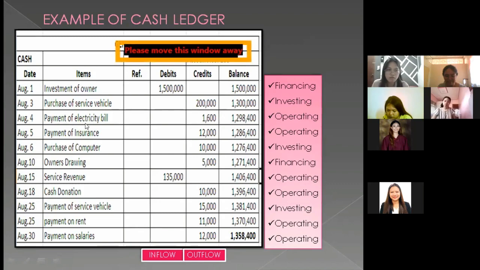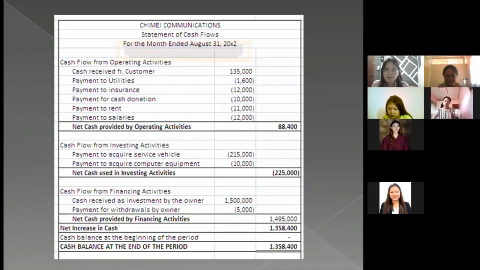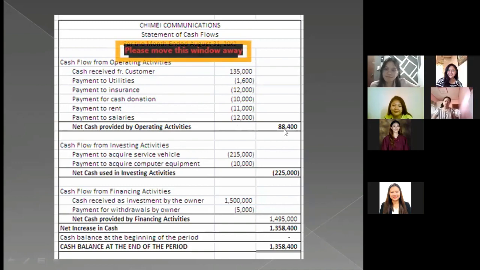Payment of electricity bill na 1,600. Payment of insurance, 12,000. Tapos, cash donation, operating. Payment on rent, tas payment on salaries. Andyan, lahat yan. Pag inflows, add. Pero pag outflows naman, dito, ililess. So, nakuha natin yung 88,400 na net cash provided by kasi positive yung nakuha natin by operating activities.